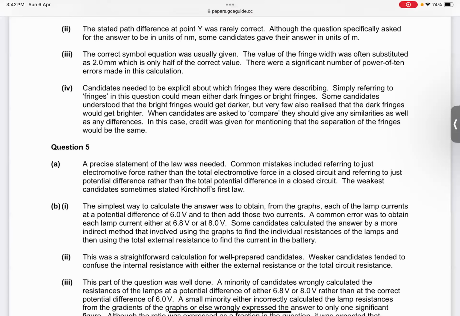Some candidates understood that the bright fringe would get darker, but very few also realized that the dark fringe would get brighter. When candidates are asked to compare, they should give any similarity as well as any difference.